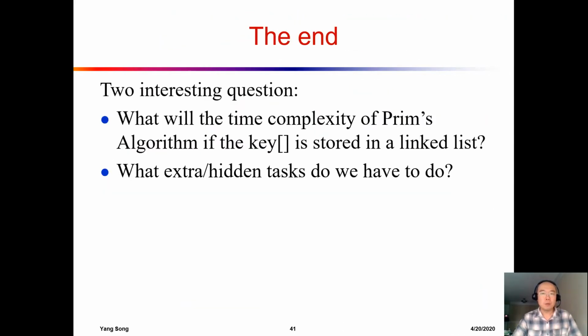Okay, so here are two interesting questions. Just now we analyzed Prim's algorithm assuming that we are using the min heap, right? How about if we keep the keys in a linked list? If that is a linked list, what will be some of the hidden tasks, and considering the hidden tasks, what will be the time complexity of Prim's algorithm? So think about that. Those two are very interesting questions.